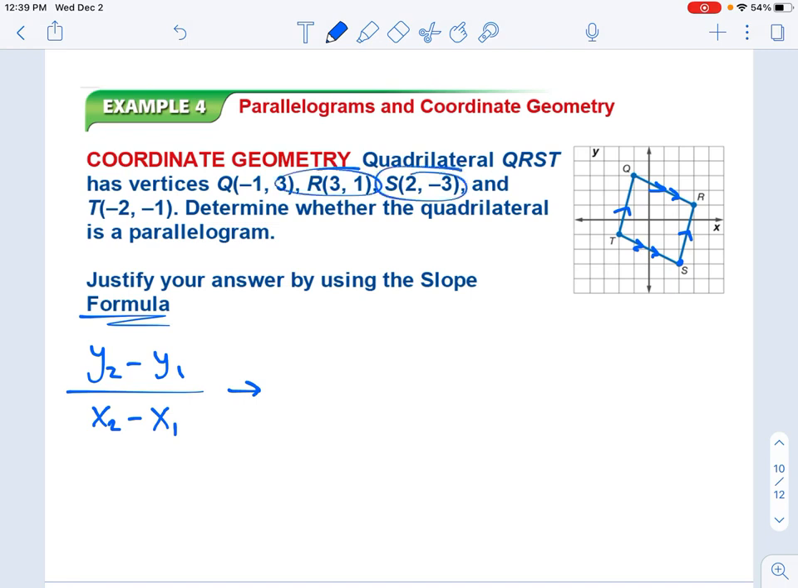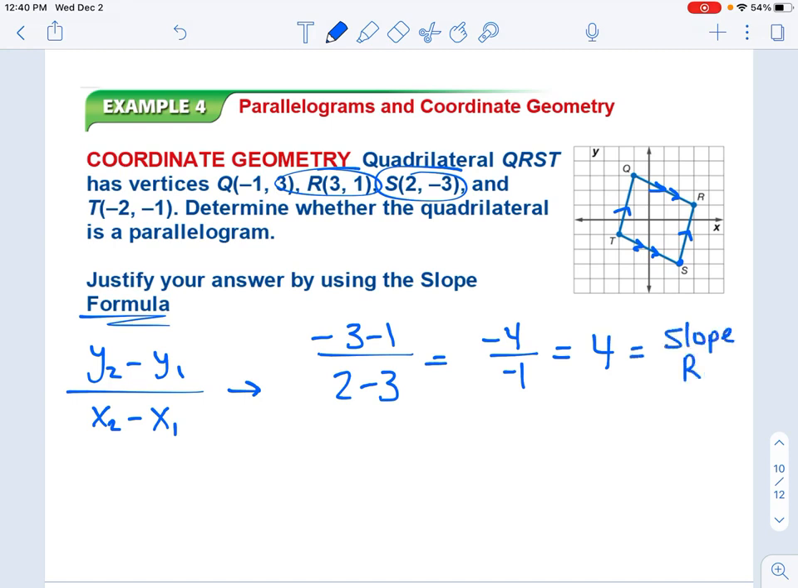So there's my R and my S value. I'm going to plug them in, and then solve. So it looks like the slope is 4. Maybe count it. We rise 1, 2, 3, 4. We run 1, so that looks good. That is the slope of RS.